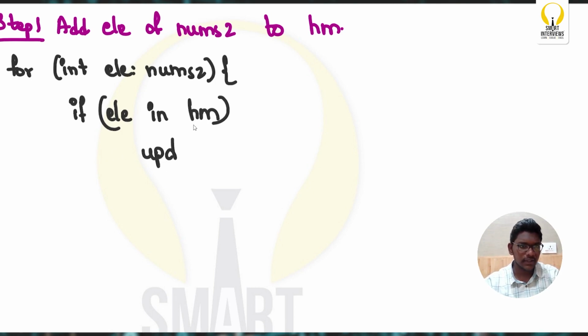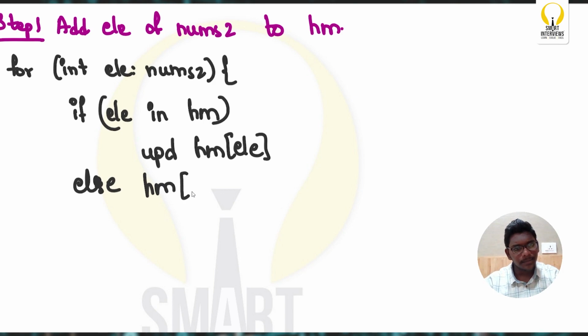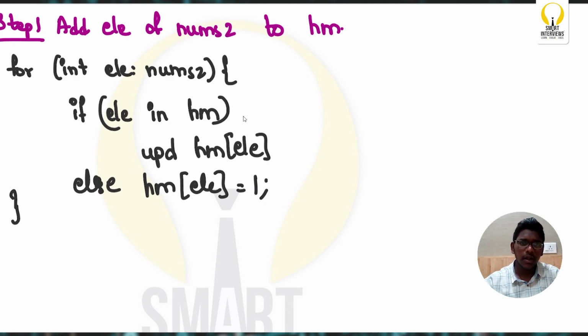Update the frequency of it. Or we can directly write update HM of element with plus plus. Else, you'll just place that element, you'll just place that key to a map. That's it. Or instead, we can place element into K. That would be even better, right? That's even better.